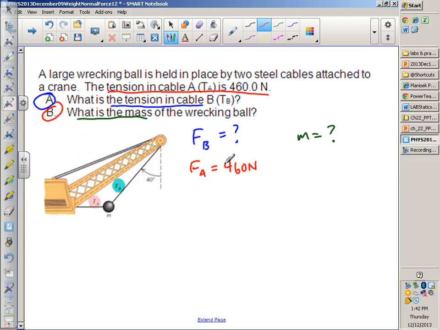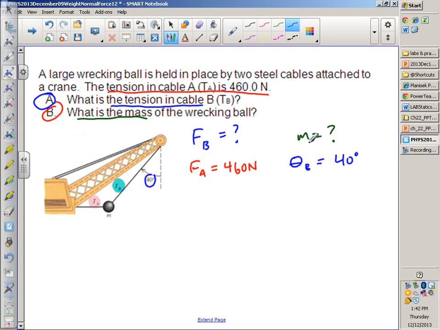And then, even though they didn't say it in the problem, the picture here shows us that this cable is making an angle of 40 degrees. So I'm going to call that theta B because it relates to the tension in B, the force from B. So we'll call that 40 degrees. Okay? Good there for starters?